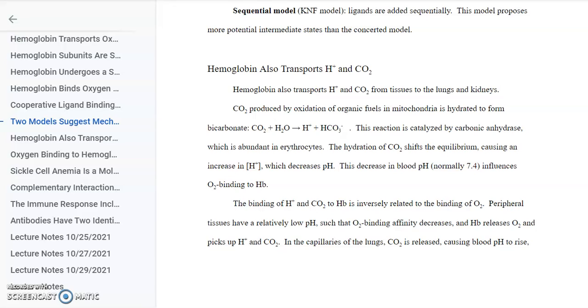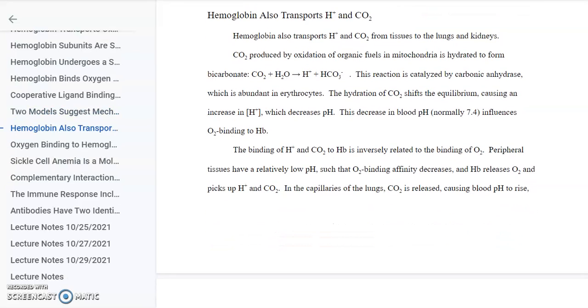Hemoglobin also transports H+ and CO2 from tissues to the lungs and kidneys. CO2 produced by oxidation of organic fuels in mitochondria is hydrated to form bicarbonate. This reaction is catalyzed by carbonic anhydrase, which is abundant in erythrocytes. The hydration of CO2 shifts the equilibrium, causing an increase in the concentration of H+, which decreases pH.